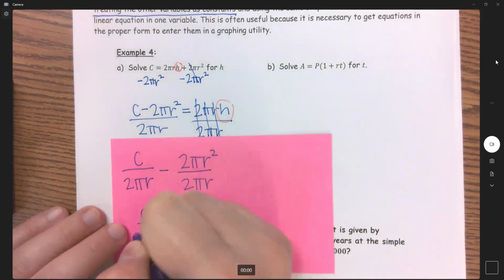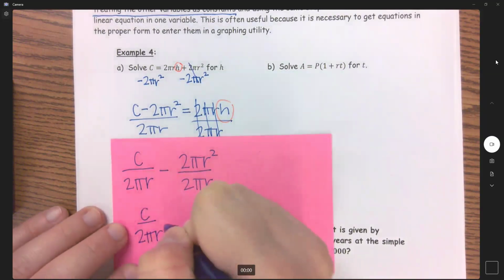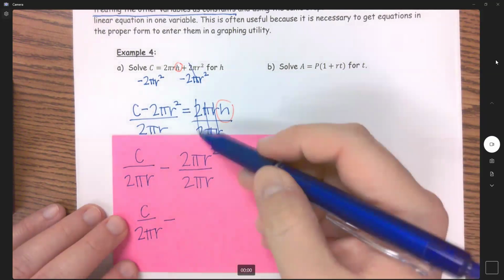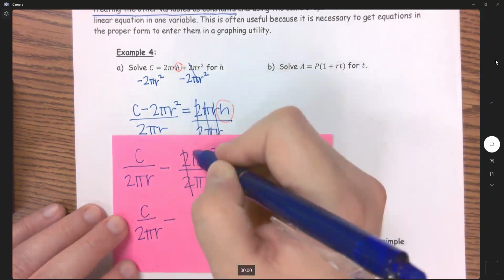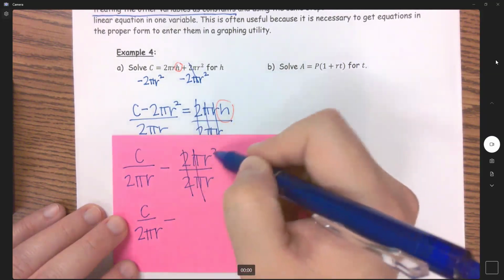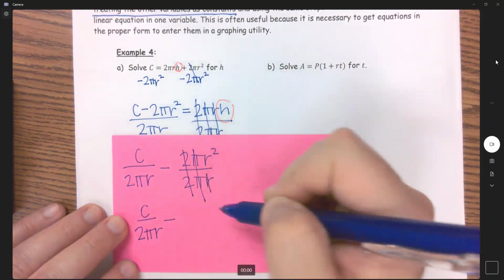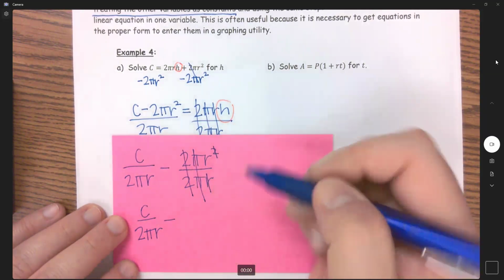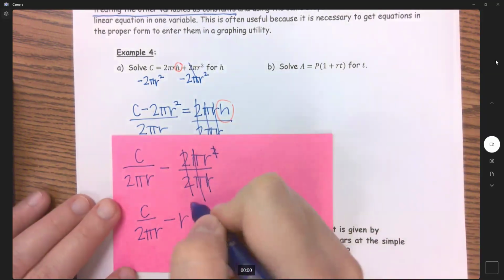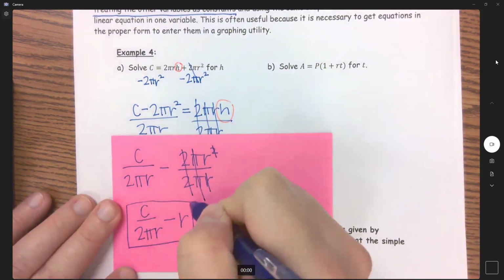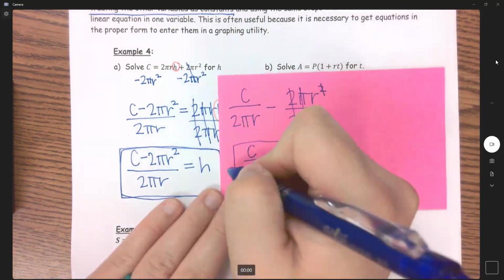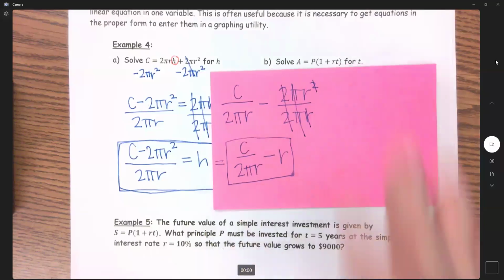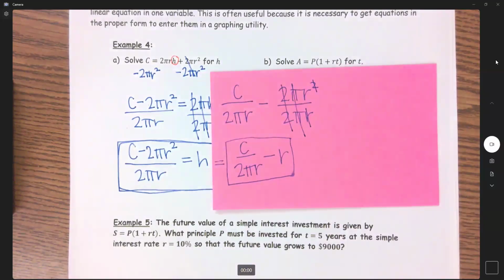So that would stay as c over 2 pi r minus, now I can cancel some stuff out here. Now 2 over 2 cancels, pi over pi cancels, and r squared over r would cancel the r on the bottom and leave me 1 r on the top. So this would be minus r. So these two solutions are the same thing. They're equivalent.